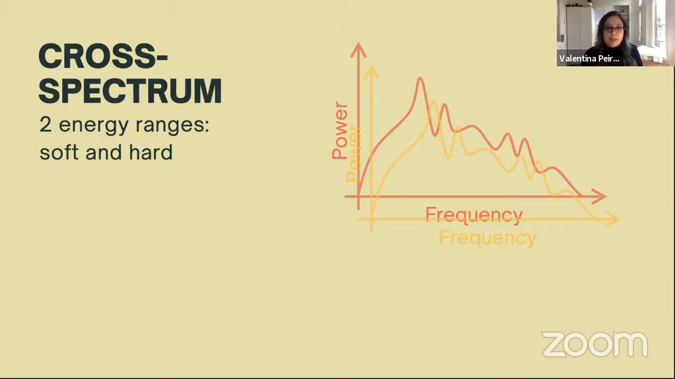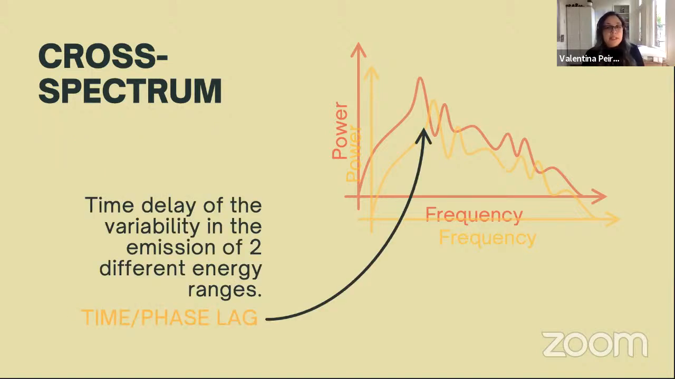Usually one band is low energy, called the soft band, and the other one is higher energy, or hard band. So we compare them to each other, and the time or phase lag comes out as a product of this process and basically reflects the time delay of the variability of one of the bands with respect to the other. So for example, if I say that we can observe a hard lag, what I mean is that the variability of the hard band is lagging behind the variability of the soft band, arriving later to the detector basically. And the opposite happens if I say that it's a soft lag. So the variability of the soft band is lagging behind the variability of the hard band.